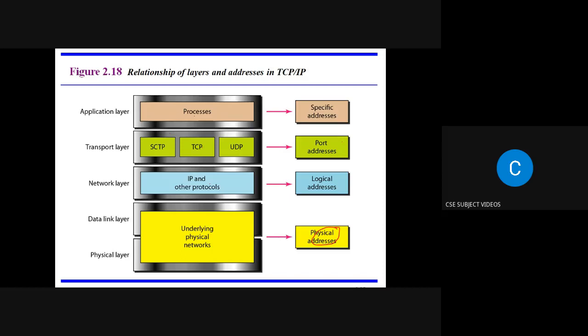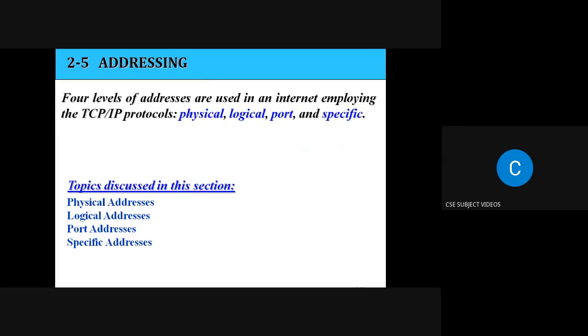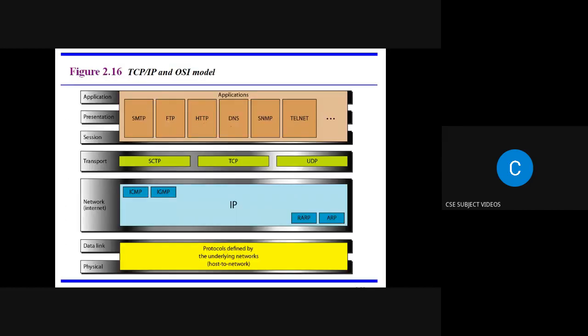Next one is the application layer. In this layer, the session, presentation, and application layers are combined into one, where many protocols are defined, like SMTP, Simple Mail Transfer Protocol, Telnet, DNS, HTTP, FTP. These are the different protocols used at the application layer to provide services to the users.